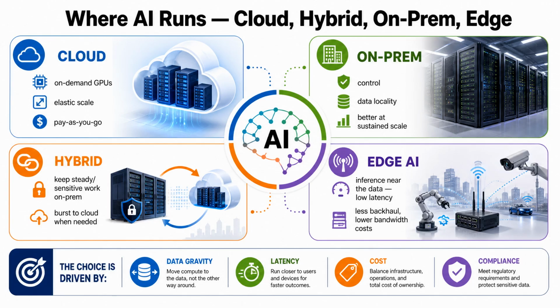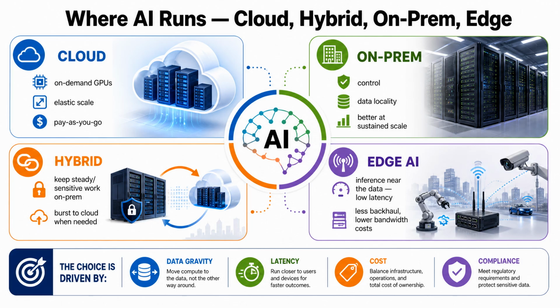Top right, on-prem. You own the hardware, so you get maximum control and data locality, and at sustained heavy use, the economics usually swing in your favor. If those GPUs run hot all day every day, owning beats renting. Bottom left, hybrid, the best of both. Keep your steady, sensitive workloads on-prem and burst to the cloud when you need extra horsepower.